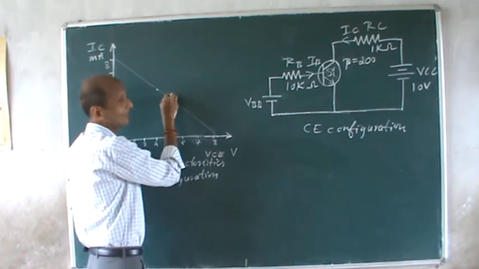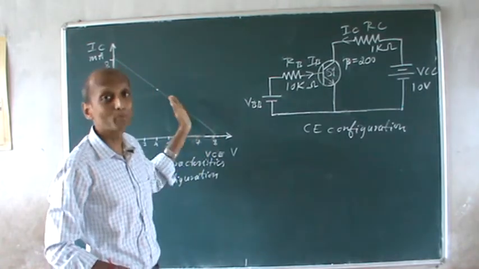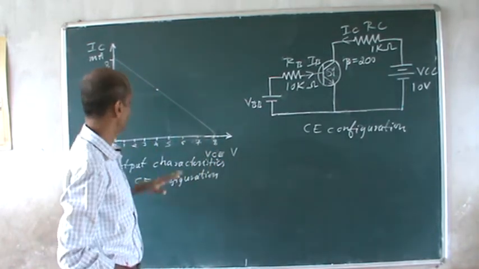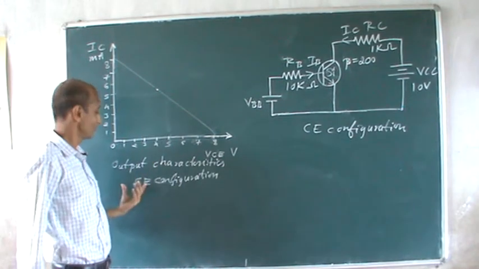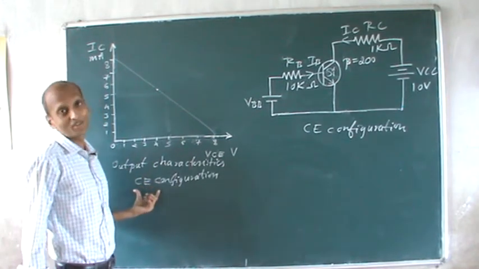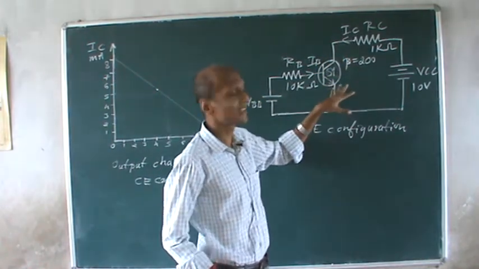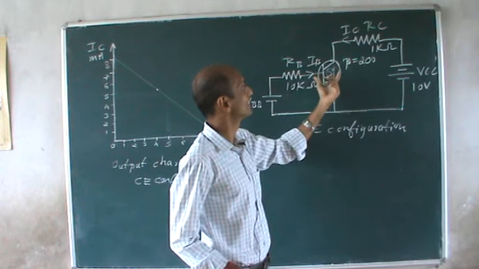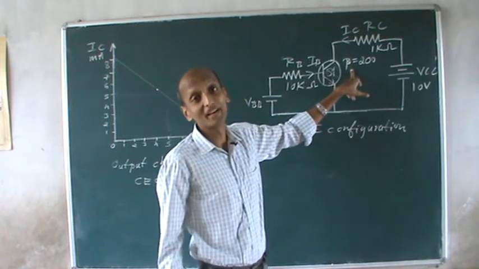This is your DC load line. It is a straight line drawn on the output characteristics of your transistor. Now I have drawn the output characteristics of your transistor in CE configuration. So we have drawn a diagram where we will be seeing a silicon transistor of some beta value.